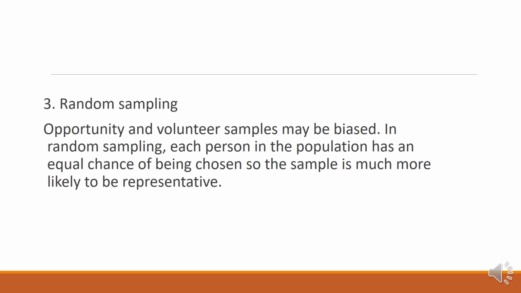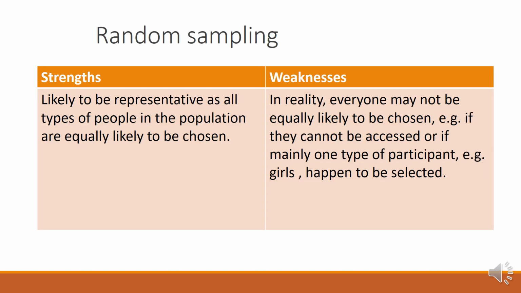So in order to obtain a representative sample, I could instead use a numbered list of all students and use a random number to choose the participants. This will be a random sampling technique, as any individual is equally likely to be chosen. Okay, let's move on to the strengths and weaknesses again.